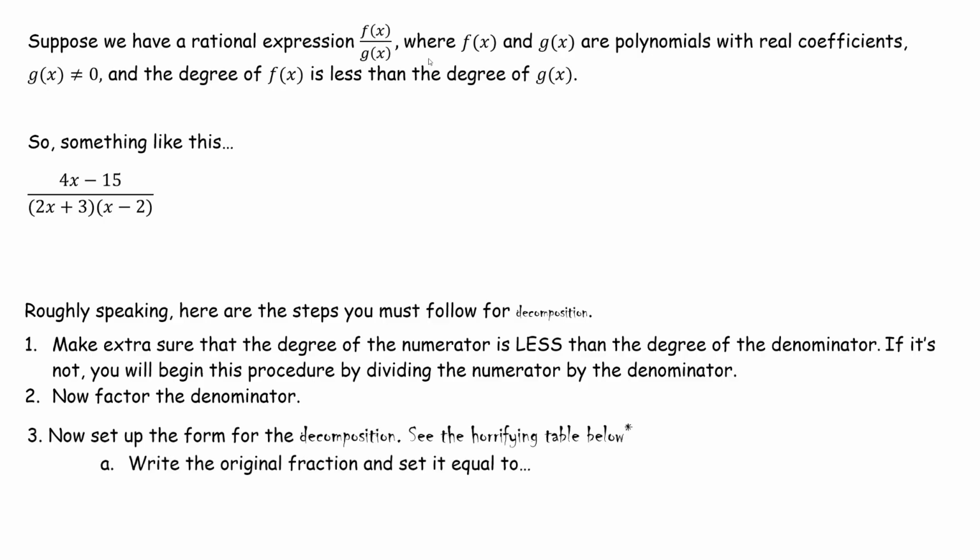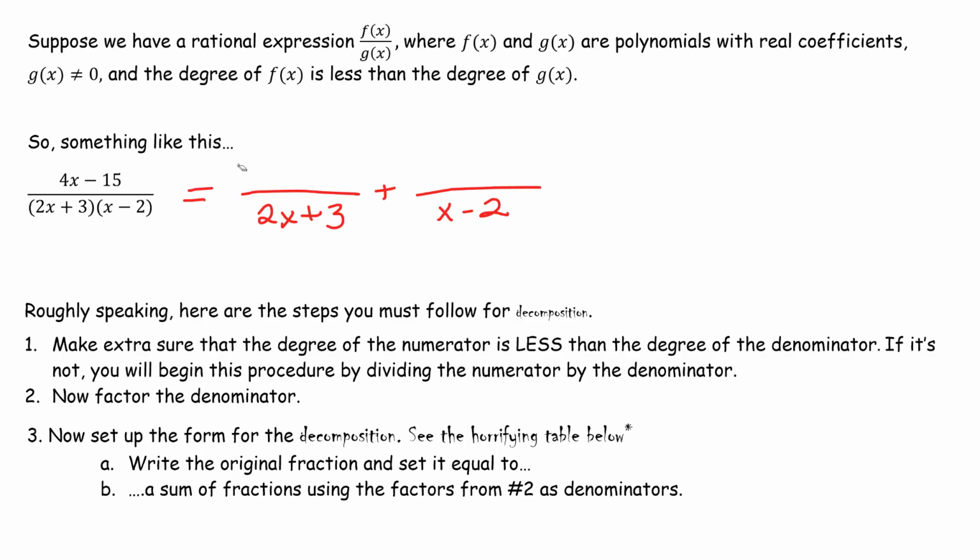Then we want to set up the form for the decomposition. See the horrifying table below. That's in your notes. I'm not putting it on here, but it shows you how you're going to figure out what numerators to use. So you're going to write the original fraction, and it's already written, so we don't need to do that. And then you're going to write it as a sum of fractions using the factors from number 2 as the denominators. So we're going to rewrite that fraction. There's one for 2x plus 3, and there's one for x minus 2.